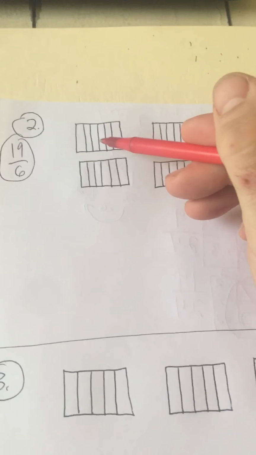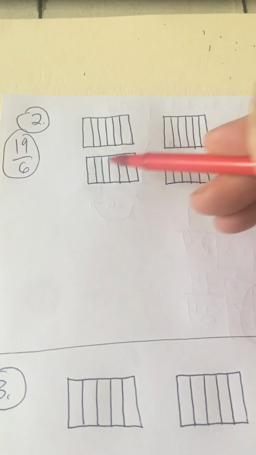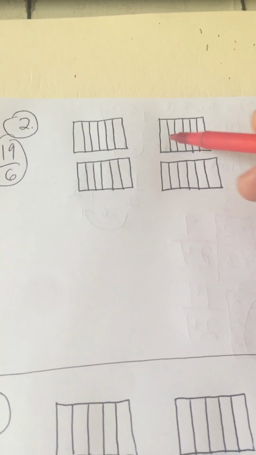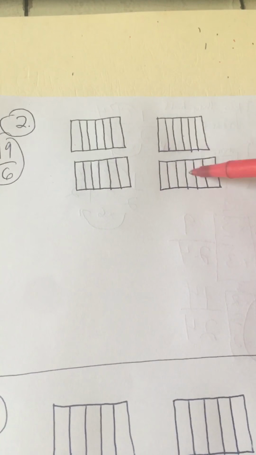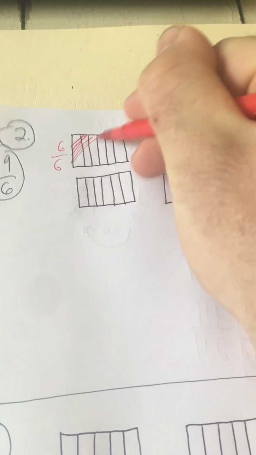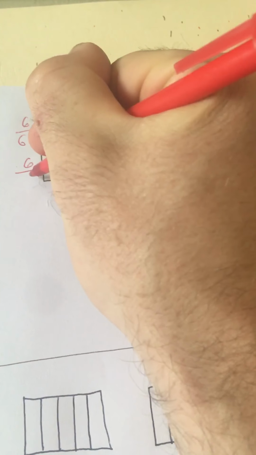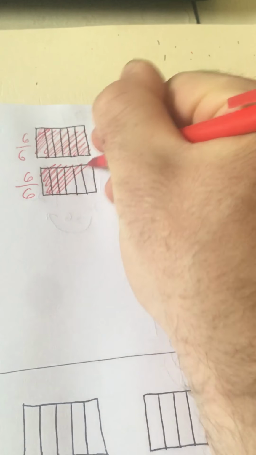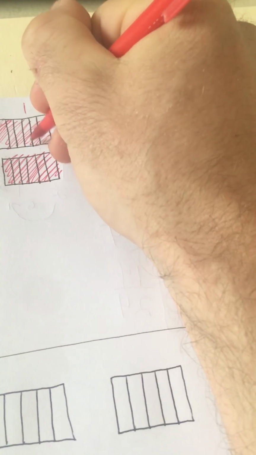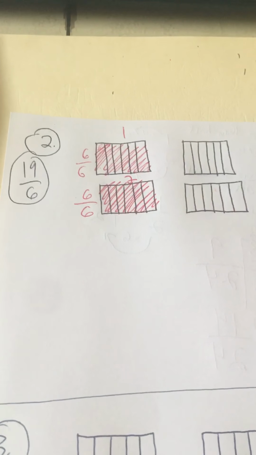So I cut each of these wholes into sixths. 1, 2, 3, 4, 5, 6. They all have 6 equal sized pieces in each whole. And the wholes are supposed to be exactly the same size. They're very close. Okay? So if this whole is 6/6, the whole thing, there's 6 of them. And then this whole would be 6/6. So far we have 1 whole and we have 2 wholes. And we have 6 plus 6 are 12/6.